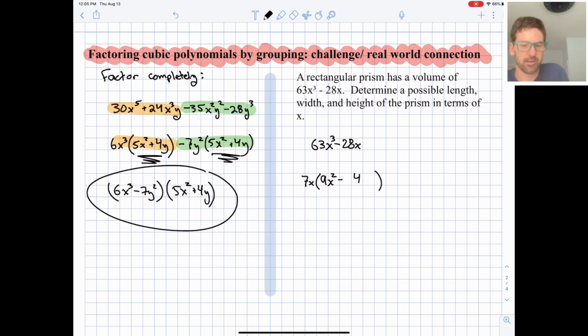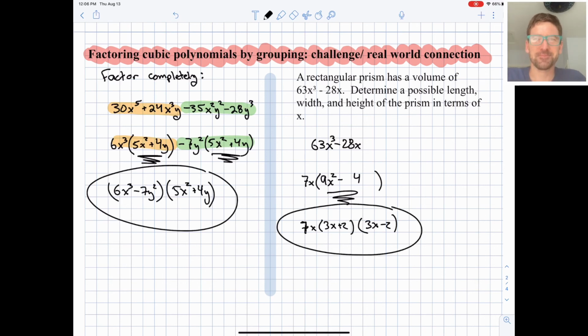And then, hey, check this out. This is a difference of two squares. So it looks like we're going to make some good progress here. 7x out front, and 3x plus 2, and 3x minus 2. Okay? So it looks like we got it. None of those terms can be further factored. All right, right on. So that's a good place to stop right there.